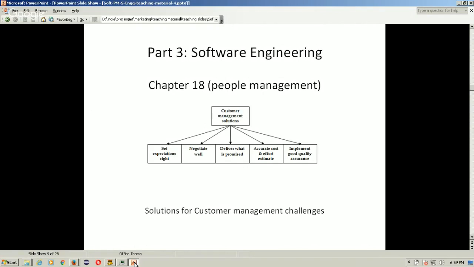Then implement good quality assurance. It is very important that the quality of the software product being developed is high and should be good. For doing this, you must have a good quality assurance in place, and this will go a long way in achieving the required quality of the software product.